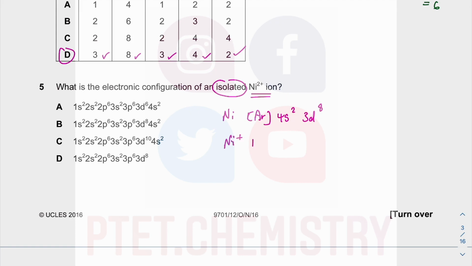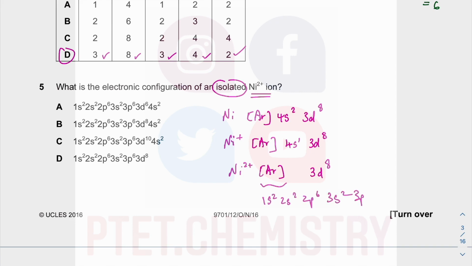When you have nickel plus, you fill 4s before 3d for the atom, but you also lose from 4s before 3d. So there's nickel plus, you want nickel 2 plus, you will lose one more from the 4s, and now you're left with 3d8. The argon core is just 1s2, 2s2, 2p6, 3s2, 3p6, 3d8. So there's no 4s and it's just 3d8. So D is our answer here.